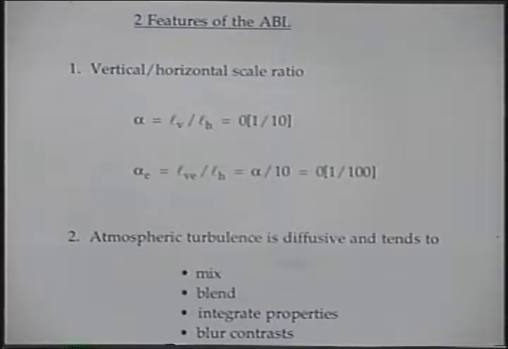The first one is that the ratio of the characteristic vertical scales and horizontal scales in a boundary layer is normally very small. It's of the order of 1/10 for internal boundary layers, and for internal equilibrium boundary layers of the order of 1/100. The second feature is that the turbulence itself is highly diffusive and that it has a strong integrating power.